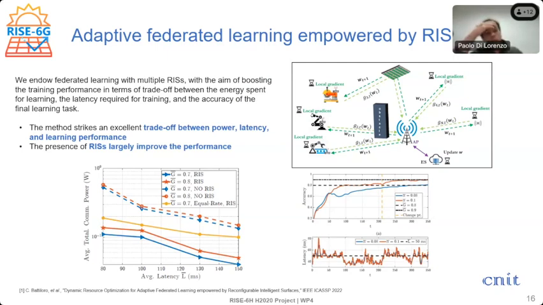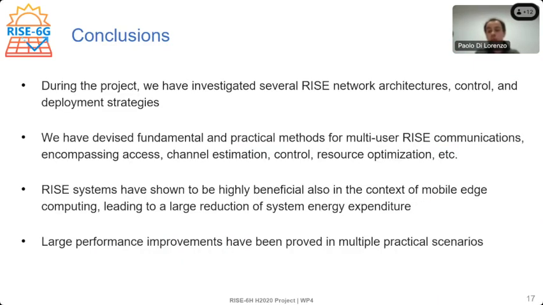So to summarize, to conclude, during the project in VUP4, we have investigated several architectures, considering also control strategies and deployment strategies. And we have devised both fundamental methods, but also practical techniques for multi-user RIS-empowered communications, encompassing all the aspects: access, channel estimation, control, resource optimization, taking also into consideration computation aspects in the mobile edge computing cases. And in all the practical scenarios that we have considered, we have been able to show large performance improvements.